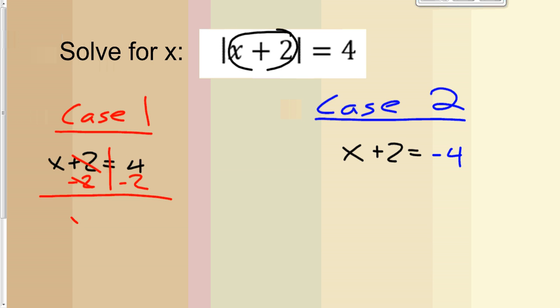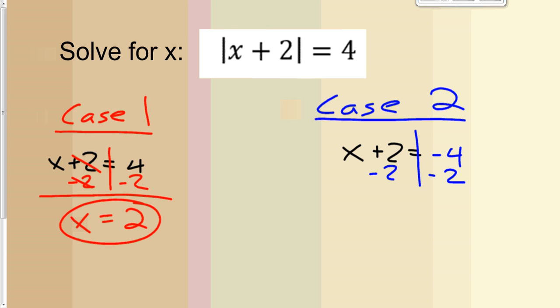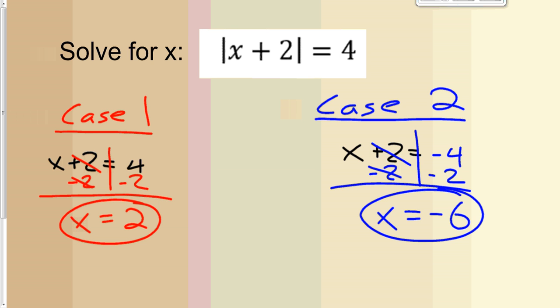And x equals 2. So there's one of my solutions, and you can check that. 2 plus 2 is 4, and the absolute value of 4 is 4. So we're good there. Alright, so let's check the second one. We're going to solve the same equation in the same fashion, except we're going to get a different answer. So -4 minus 2 is -6. This should also be one of my solutions. Let's check. If I put -6 in for x, I get -6 plus 2, which is -4, and the absolute value of -4 is 4. So there are two solutions there.